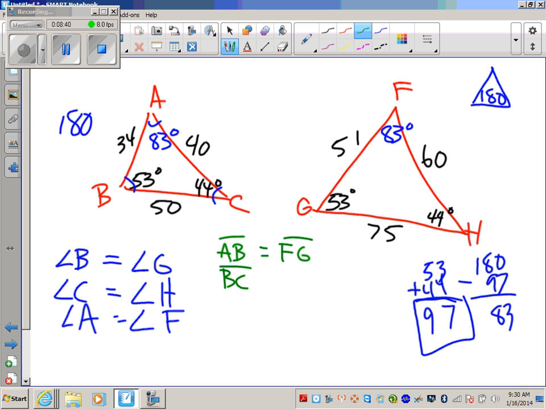BC goes with GH, and AC goes with FH. Now, suppose we should add the little squiggly, because they're not equal, they're similar. Squiggly means similar to or about, corresponding, however you want to look at it. It doesn't necessarily mean equal, because they aren't equal.